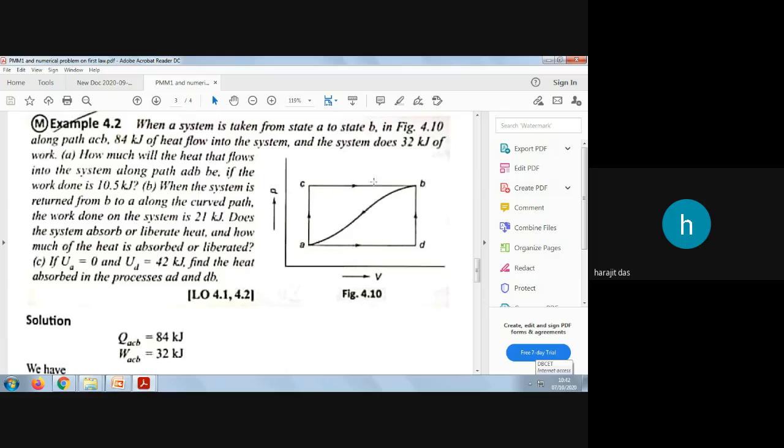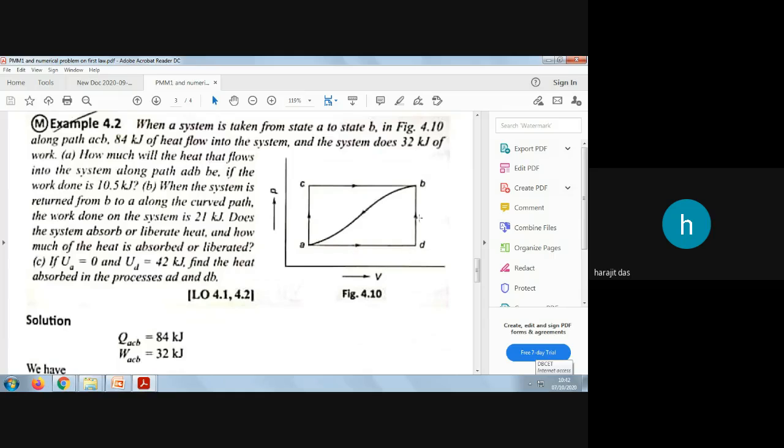So by looking at this figure, what can you conclude? Because work and heat are path functions, the values of work and heat, Q and W, will be different in each of the paths. So if you go by this path, Q will be different, W will be different.